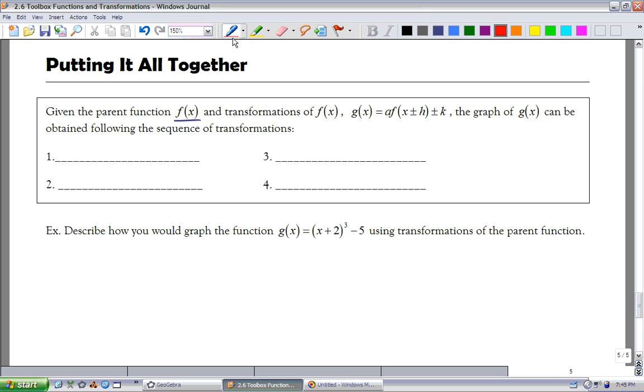We need to first look at our horizontal shifts. Secondly, we need to then consider our reflections. Third, our stretch / compression, right? And lastly, consider our vertical shifts.